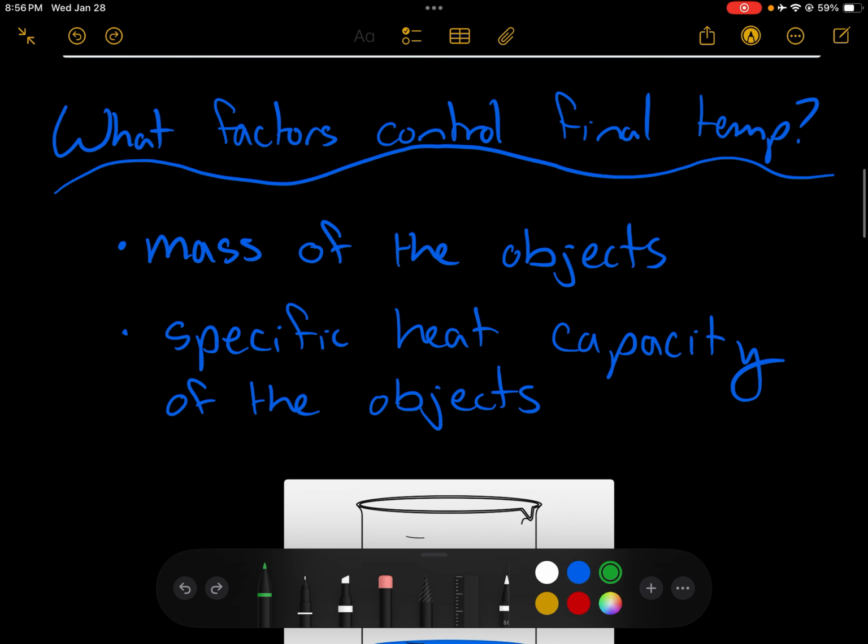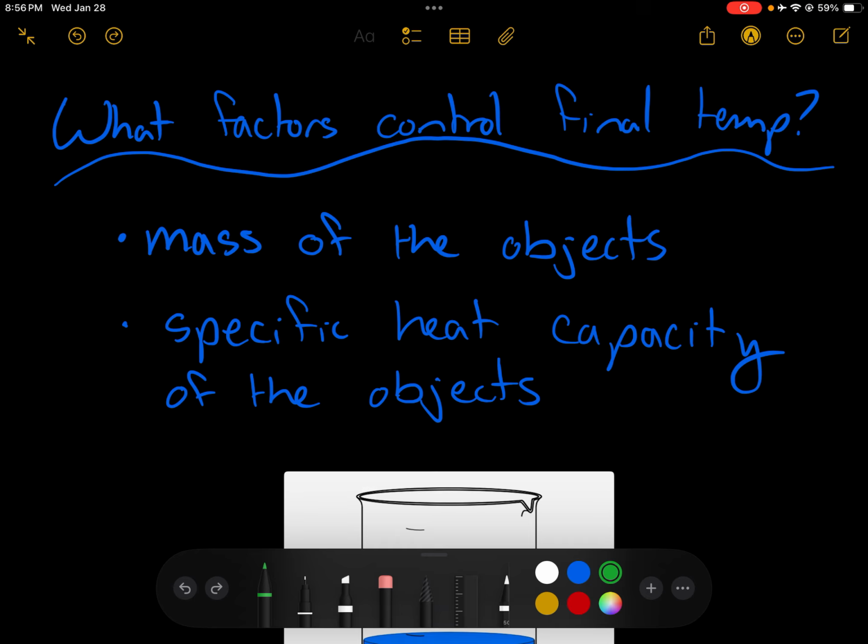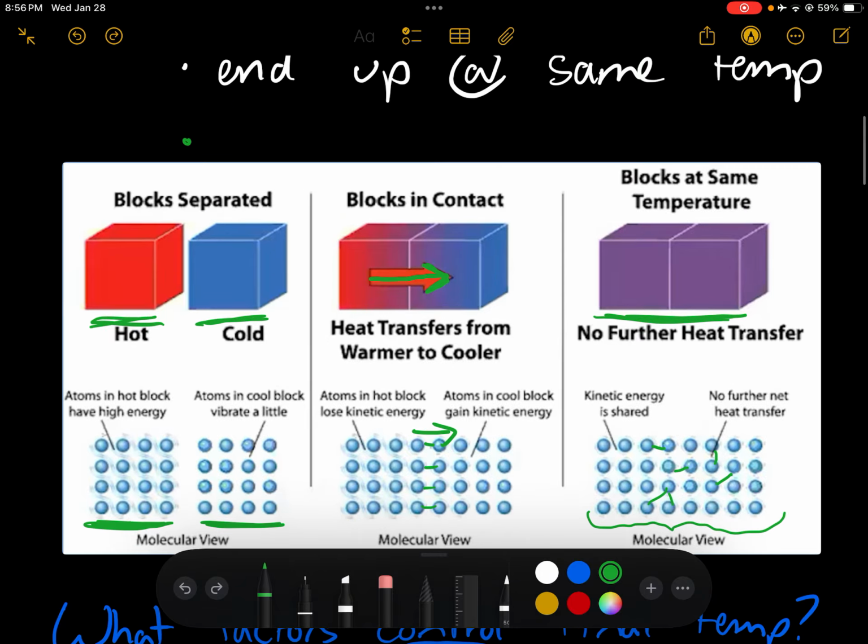So for two objects to reach thermodynamic equilibrium, again, we know that they're going to end up at the same temperature. So what controls what that final temp is? Because it's very rare for it to be a perfect average of the two original temperatures. Because like typically you would think, okay, great. So this block, let's say that was at 100 degrees and that block was at 0 degrees. So theoretically, we should end up at 50 degrees for that perfect average. But again, it's very rare that we end up at a perfect average.